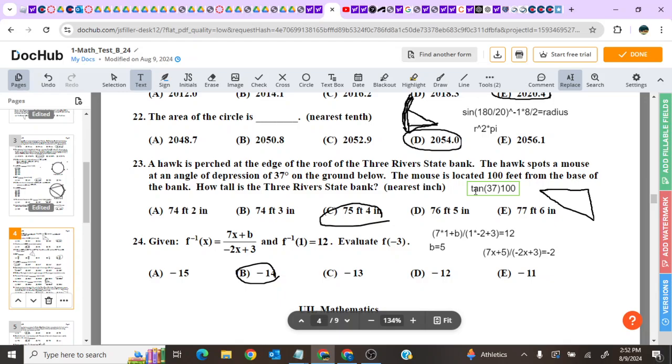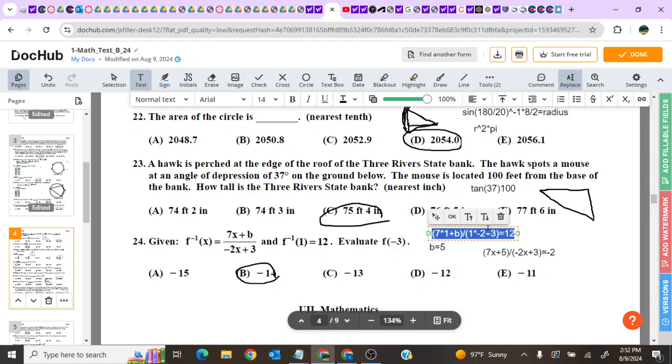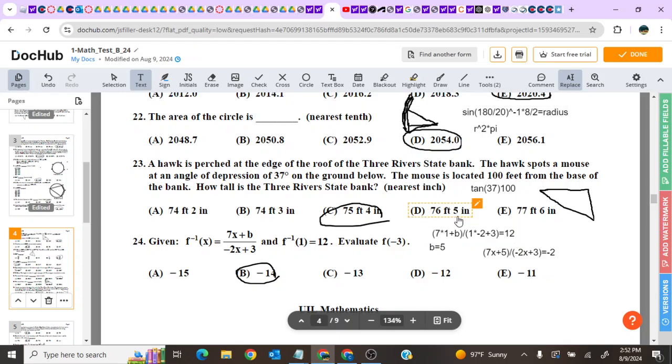Given f inverse of x is that equation right there, f inverse of 1 is 12. Evaluate f of -3. Well, we can plug in 1 for this x in the f inverse and solve for this b, making it equal to 12. That's done right here in the equation solver, and you get a value of b equal to 5. Then once you have that, you successfully have your inverse f equation. So now for f of -3, the inverse of an inverse cancels each other out. So let's take the inverse of this equation right here.